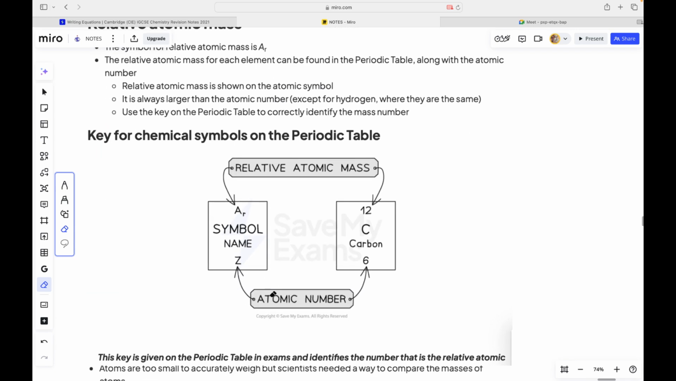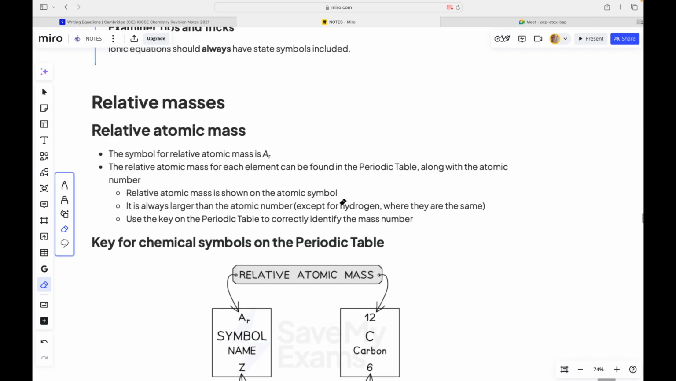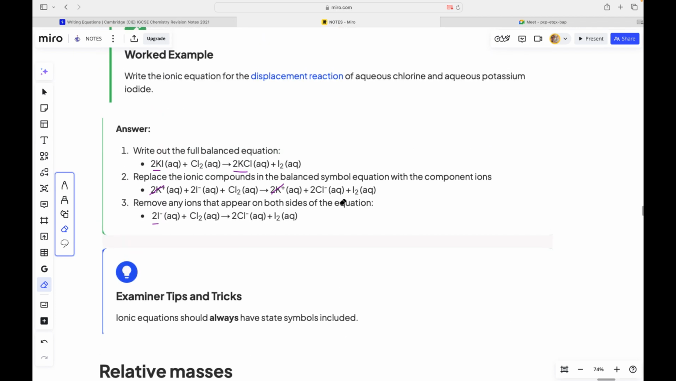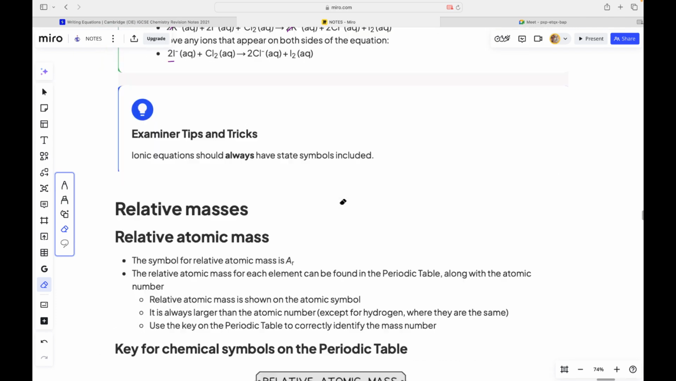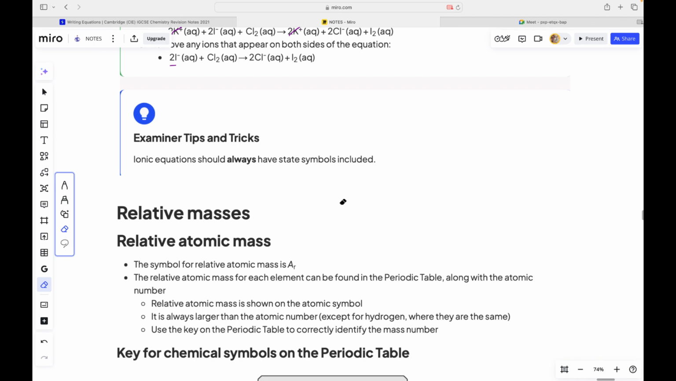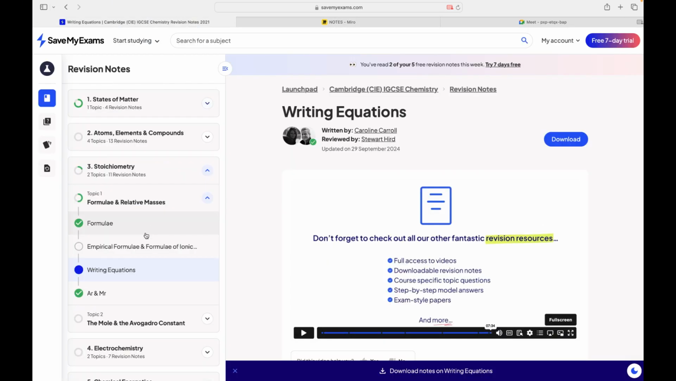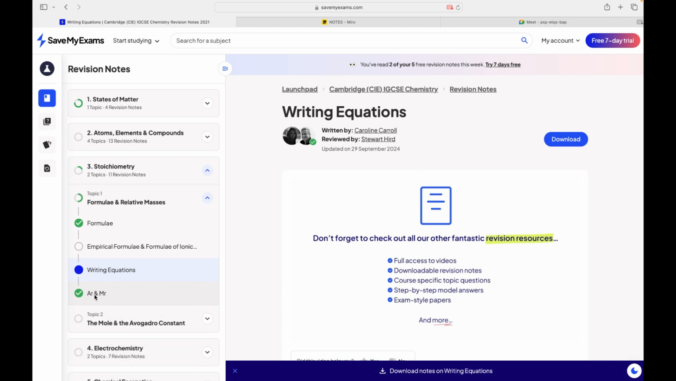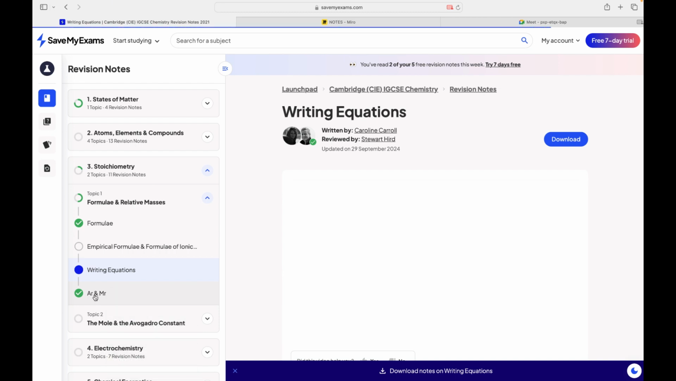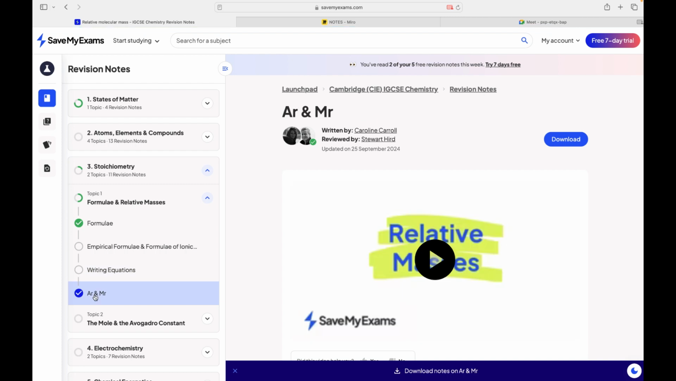Let's move on quickly. Key for chemical symbols in periodic table. Okay, this one is very important. We need to know about the periodic table. Before we start this one, we need to take a look at our tutorial on relative masses, relative atomic mass, which is a very important aspect of this chapter. So let's take a look at this second part. Here we want to look at our Ar and Mr, relative atomic mass and relative molecular mass. Okay, thank you.